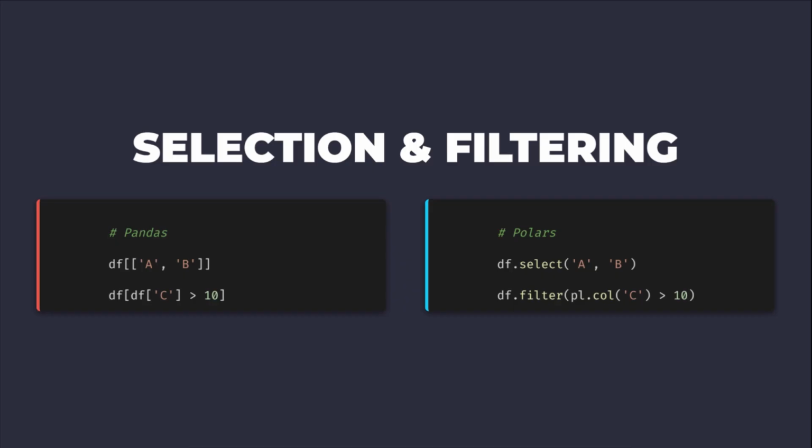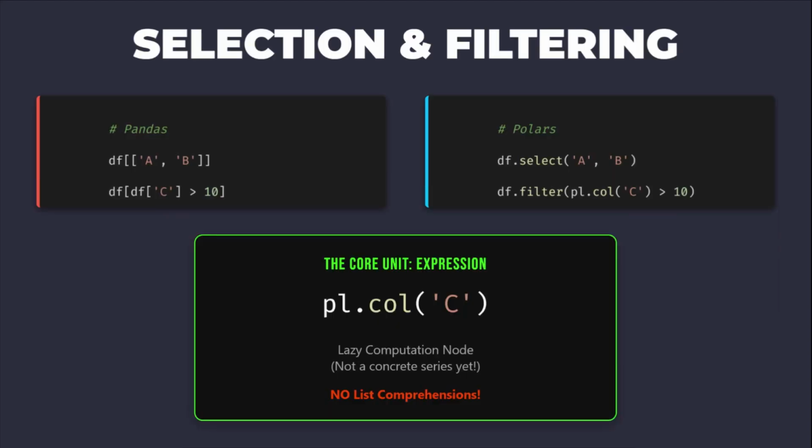Pandas uses bracket notation and the .loc or .iloc accessors for selection and filtering. Polars uses the .select and .filter methods exclusively. To select columns A and B, Pandas uses df[["a","b"]]. Polars uses df.select("a","b") or df.select(pl.col("a"), pl.col("b")). For filtering, the Pandas expression df[df["c"] > 10] translates directly to Polars df.filter(pl.col("c") > 10).